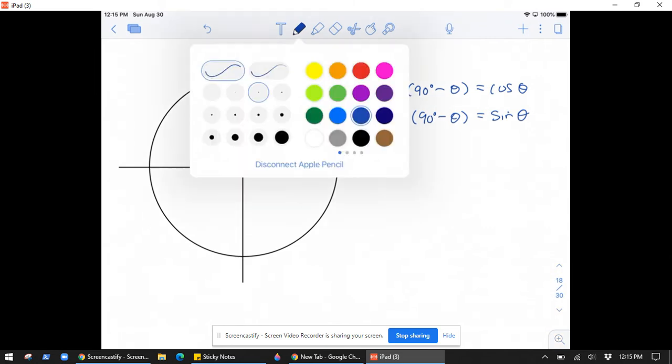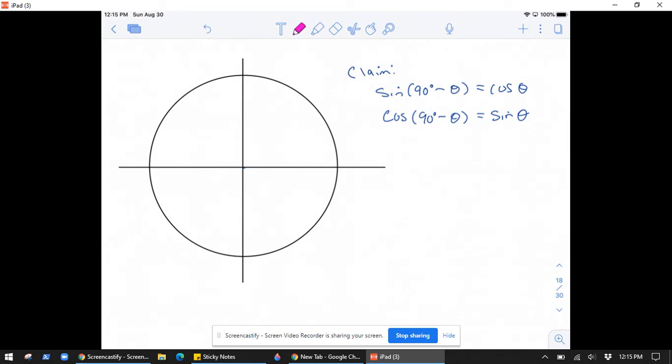So let's see if we can figure this out. Let's call this angle negative theta here. Let's call this point A. So if that's point A, let's call this x-coordinate A. Let's call this y-coordinate, I'm going to call it negative B. And I can name this point A, negative B. I could also name it cosine of negative theta, sine of negative theta.